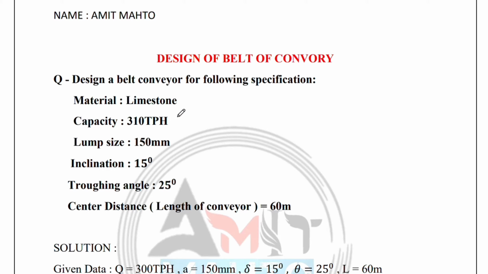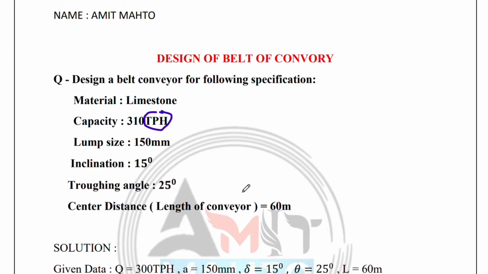Material is given, which is limestone, capacity is given which is 310 TPH, and this TPH is known as ton per hour. Then lump size is given, which is 150 mm, inclination angle is given which is 15 degree, troughing angle is given 25 degree, center distance which is length of conveyor is given 60 meter.